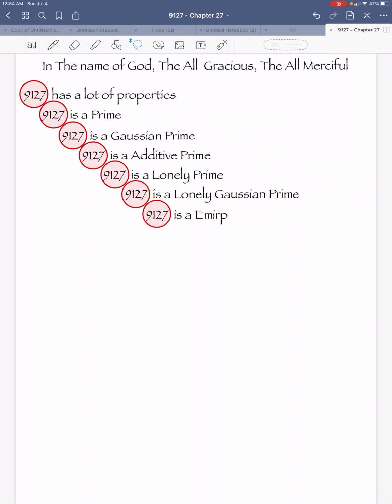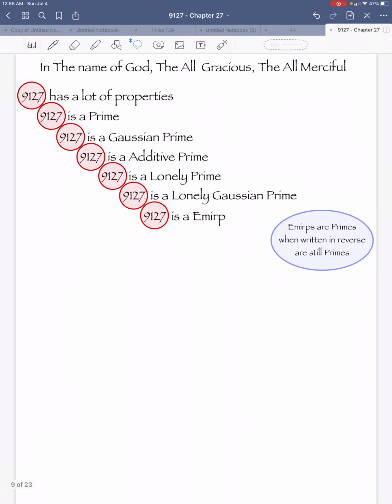Well, we're going to take a look at the last one, 9127 being an EMIRP. Well, what is an EMIRP? EMIRPs are primes that when written in reverse are still primes. Let's take a look at the spelling, EMIRP. When you write it backwards, it says prime. 9127, when you write it backwards, you get 7219, and 7219 is a prime number.